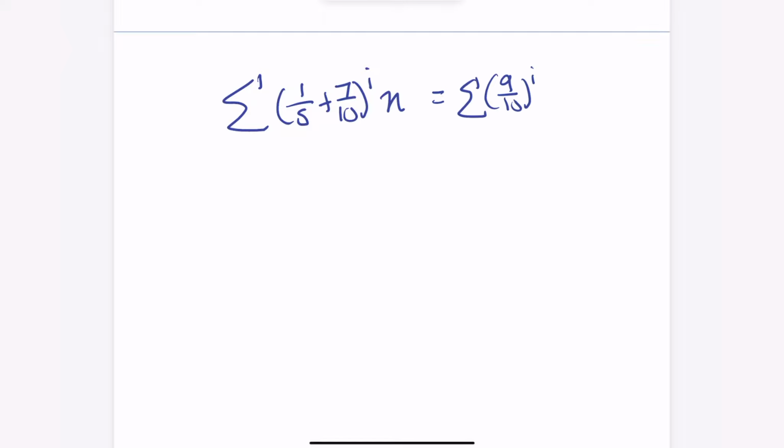So you're going to face something like this: 1/5 plus 7/10 to the i times n. You've already done this, right? This is 9/10 to the i times n, and you get your linear running time.